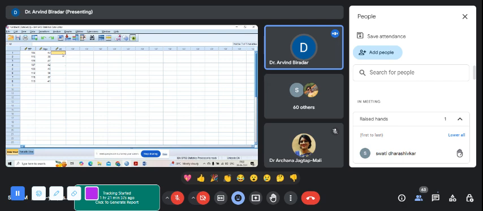Weight is there: 71, 82, 73, 83, 77, 81, 79, 80.